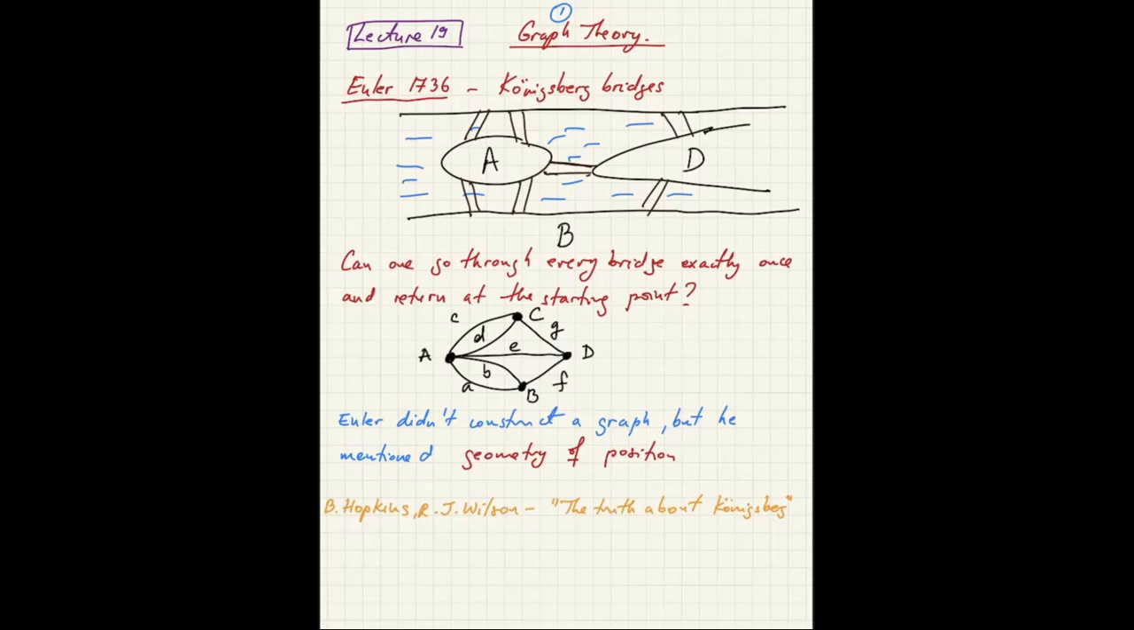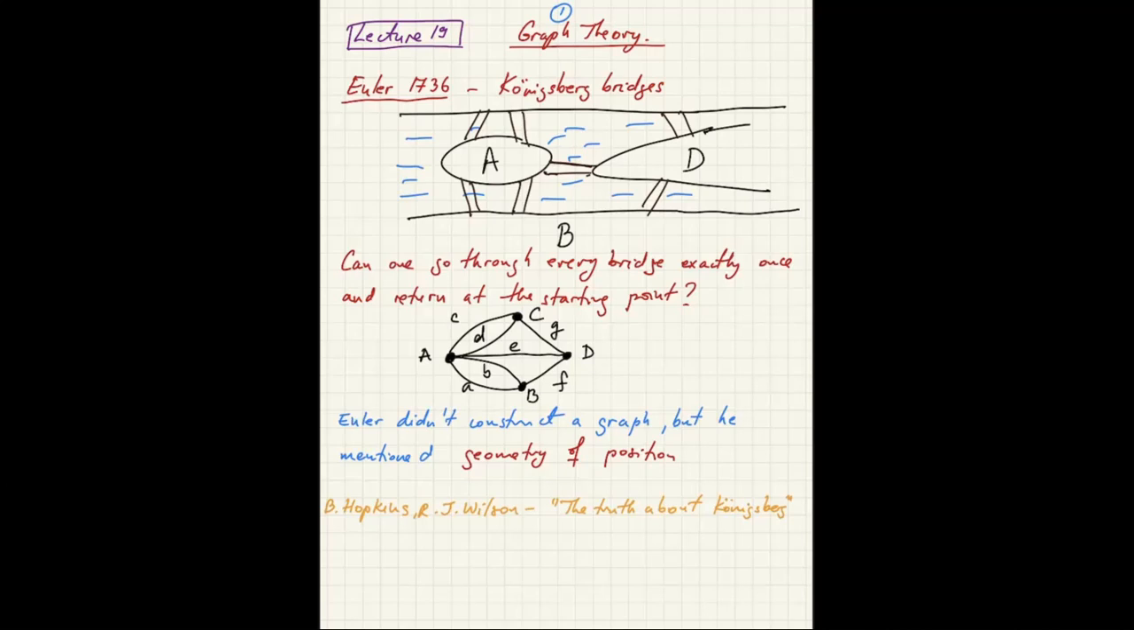It's what he called geometry of position, and he actually referred to a work of Leibniz from 1679. It's believed that geometry of position is the same thing as topology. What Euler meant is that all these measurements are not important. What matters is how these entities, the land masses and the bridges, are incident with each other.